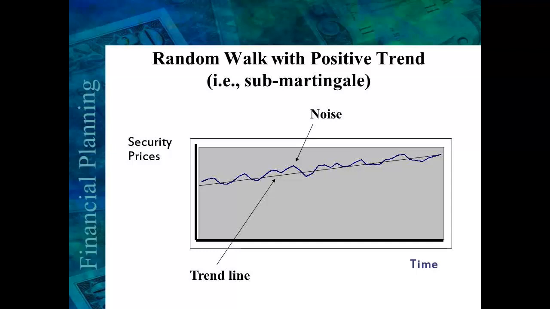The graphic on this slide depicts the submartingale movement of the market over the long term. Notice the random price moves around the expected long-term upward trend line.